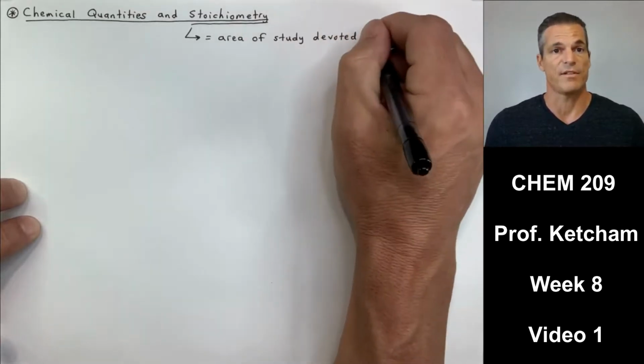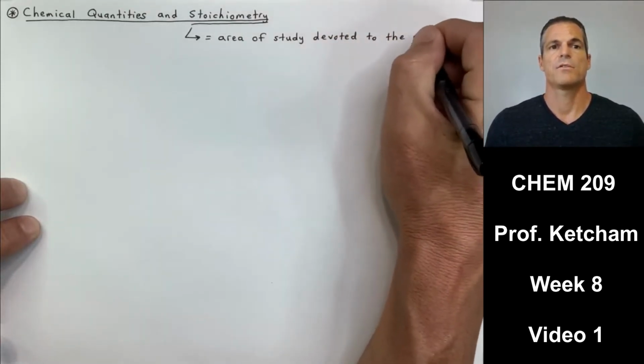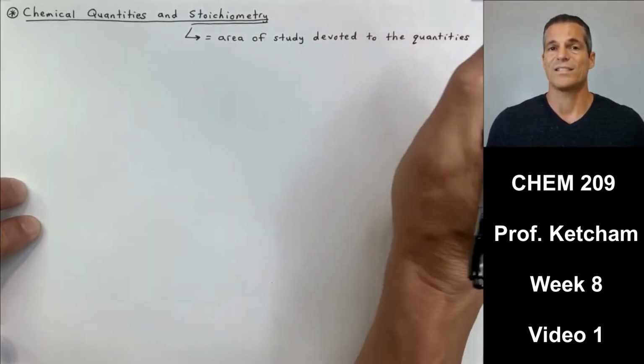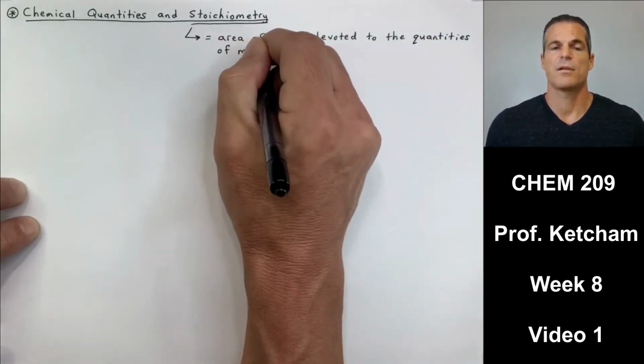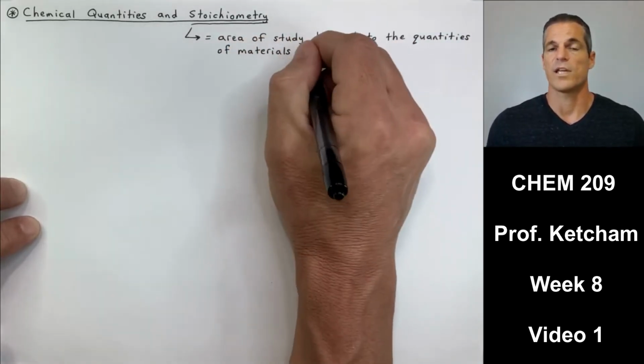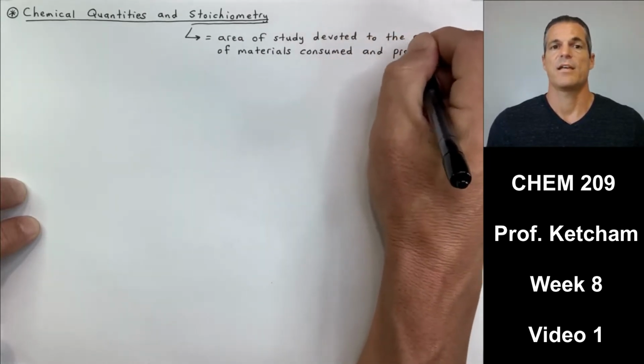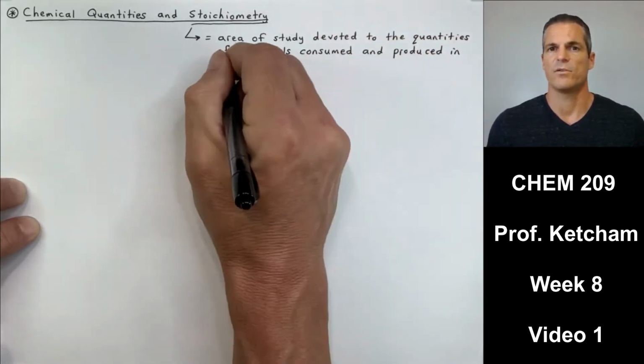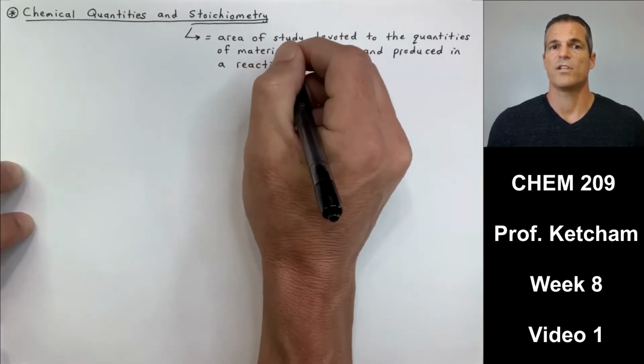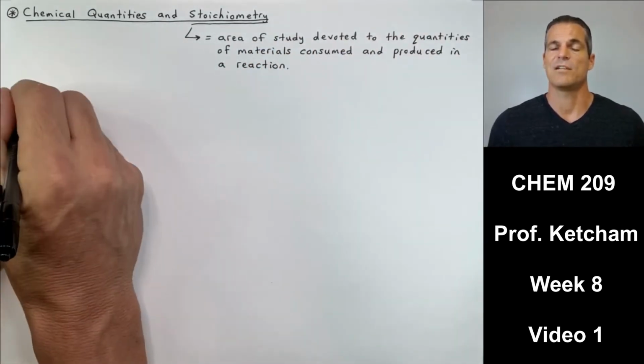This is chapter 7 in your book. All right. So chapter 7 is all about chemical quantities and stoichiometry. You'll hear the word stoichiometry quite a bit. Stoichiometry is defined as the area of study devoted to the quantities of materials consumed and produced in a reaction.